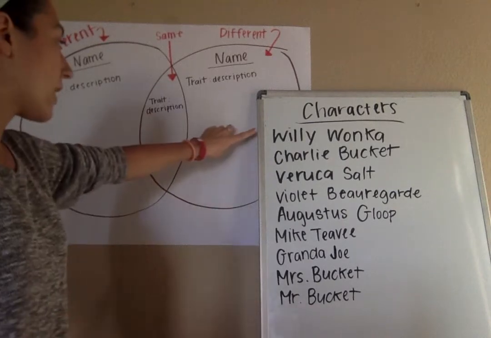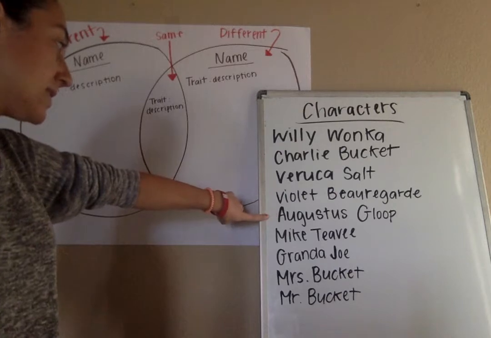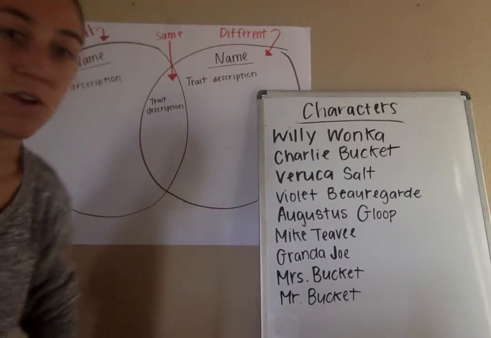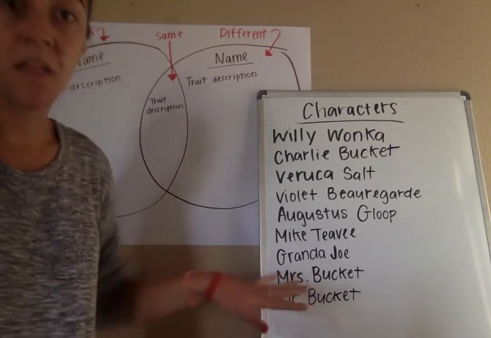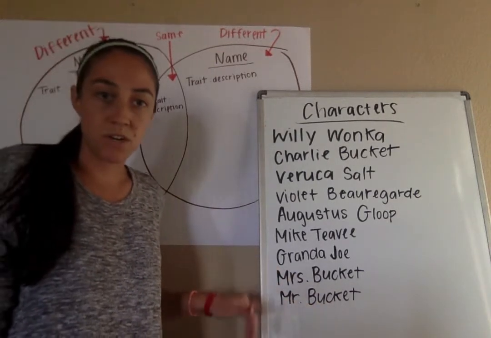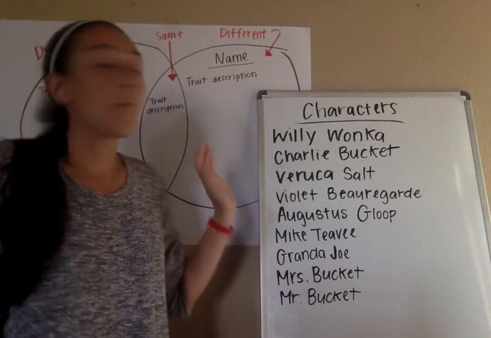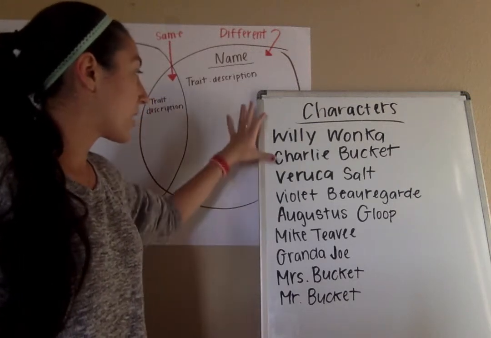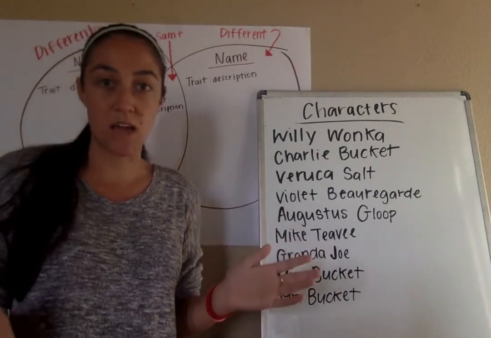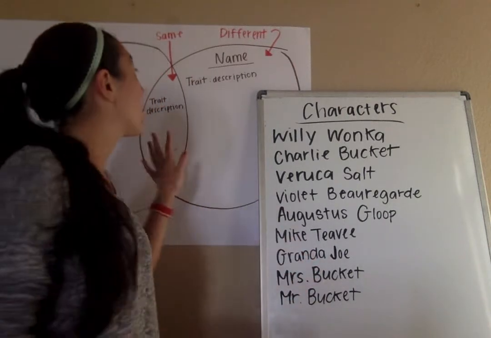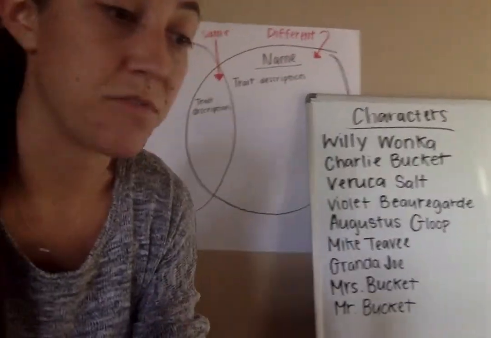So you have Willy Wonka, Charlie Bucket, Veruca Salt, Violet, Augustus, Mike Teavee, Grandpa Joe, and then you have Mrs. Bucket and Mr. Bucket. Now, they are brought up, Mr. and Mrs. Bucket, but not as much as any of the other characters. So there are a lot more characteristic traits that you can come up with these top ones, but again, this is completely up to you. You get to decide. But the more you add to your list, the better it is going to be for tomorrow when you have to write it all out.